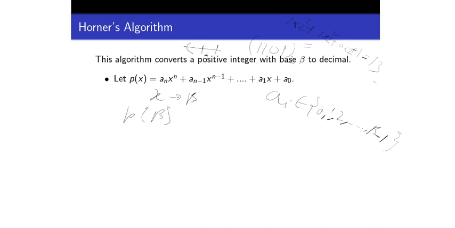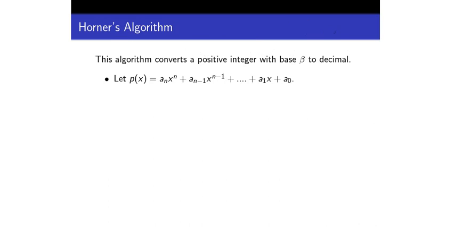Now I can work with this polynomial, so how to do that? I will use nested multiplication. I will write a naught plus x times a1 plus a2x plus a3x squared, and so on, plus an x to the power n minus 1.